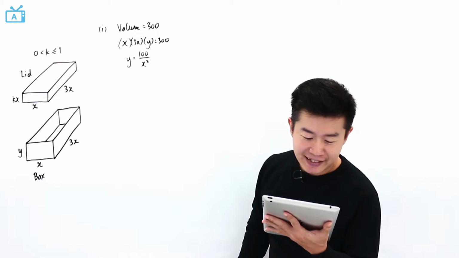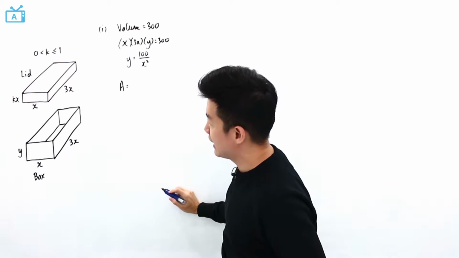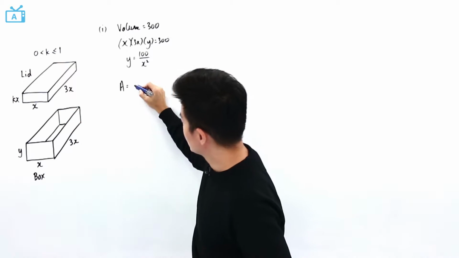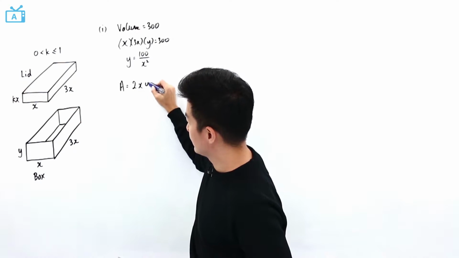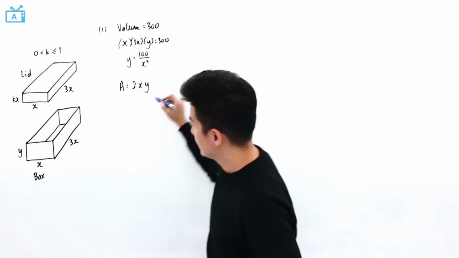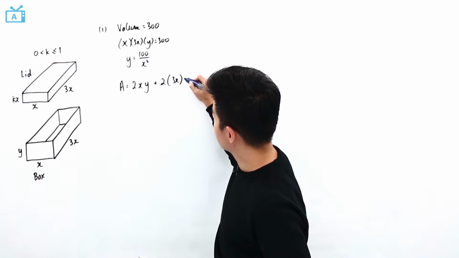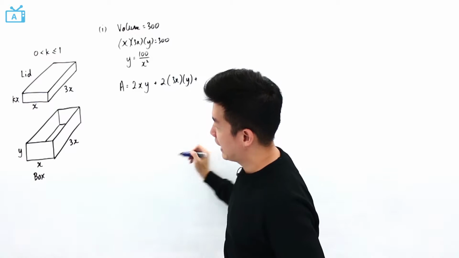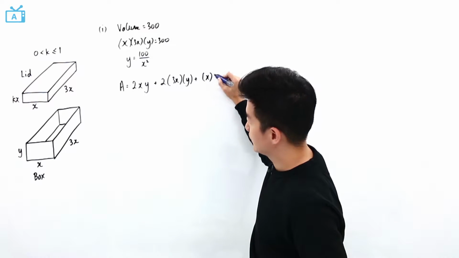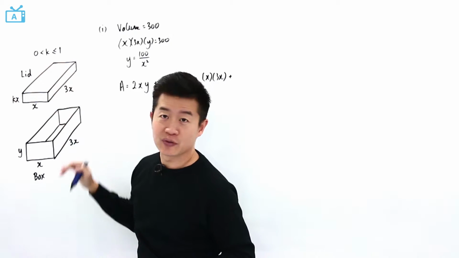And if I were to let the external surface area be A, which means that A is going to be this surface, which is the same as this surface behind, so it is 2 times of xy, and this surface here, which is the same as this surface, it is going to be 2 times of 3x times y, and the bottom surface is going to be x times 3x. Then I'll plus the external surface of the lid.